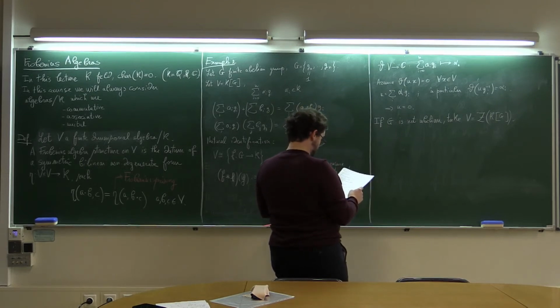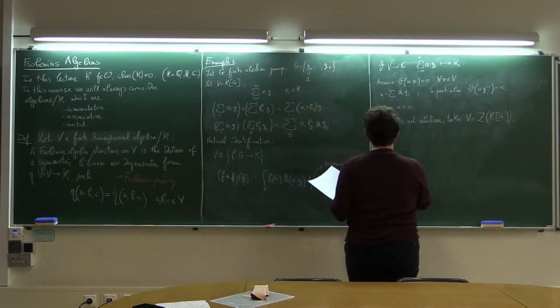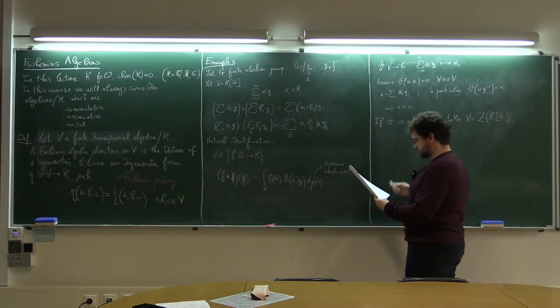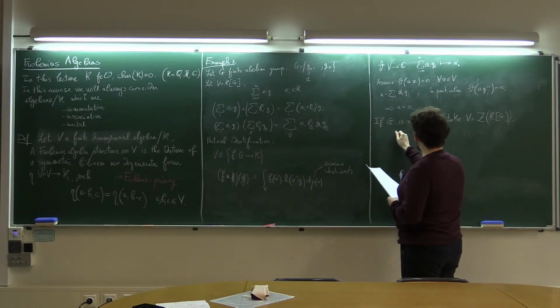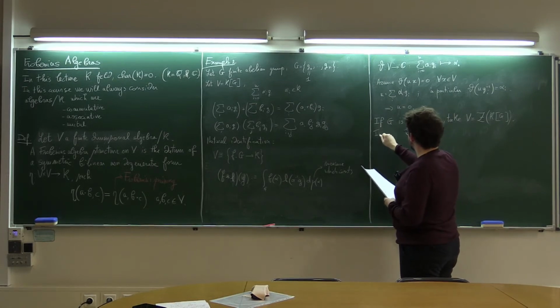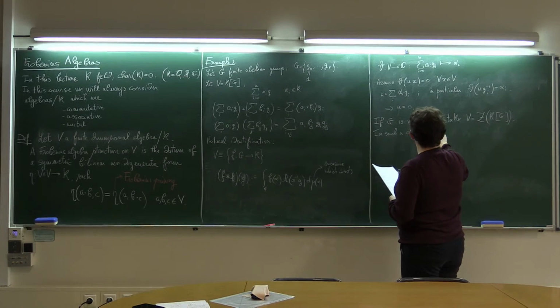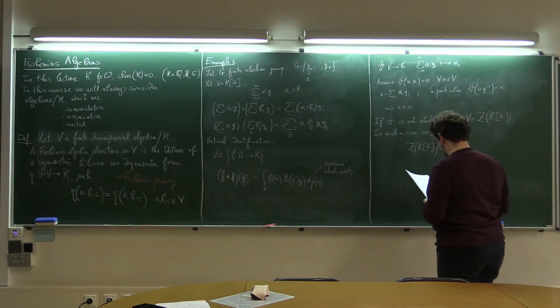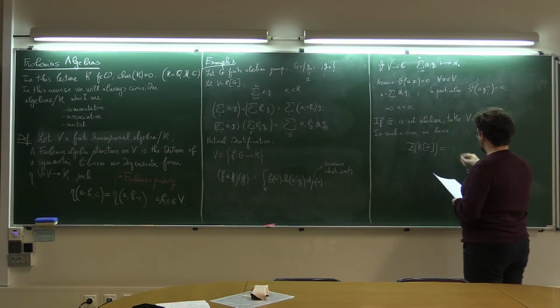And moreover, let me also do a remark. In terms of this natural identification, in such a case, such a center can be naturally identified with the space of so-called class functions of G.